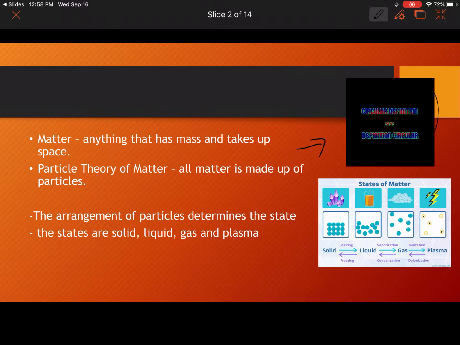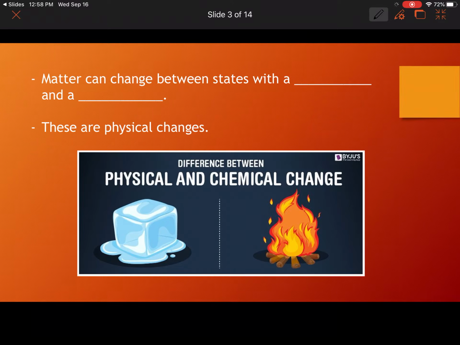It's the arrangement of these particles that determines the state. So we've got our different states. The states are solid, liquid, gas, and those are the three that we normally talk about, and we're also just going to add in plasma as well.